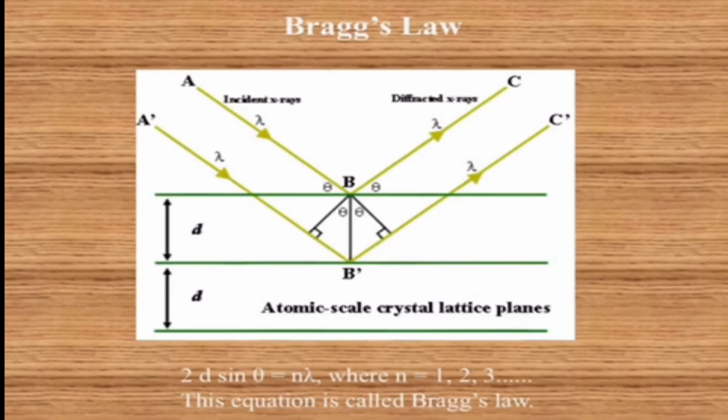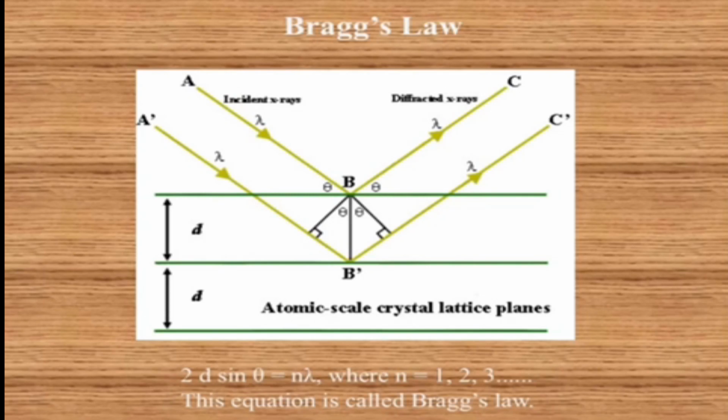The basic principle behind X-ray diffraction is Bragg's law. When monochromatic X-rays impinge upon the atoms in a crystal lattice, each atom acts as a source of scattering radiation of the same wavelength. The intensity of the reflected beam at certain angles will be maximum when the path difference between the two reflected waves from two different planes is an integral multiple of lambda.